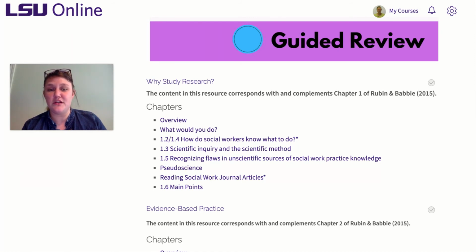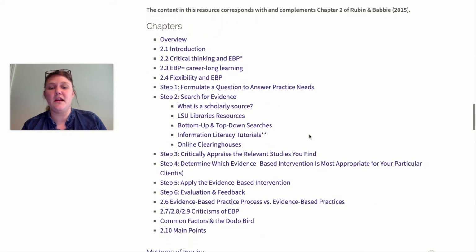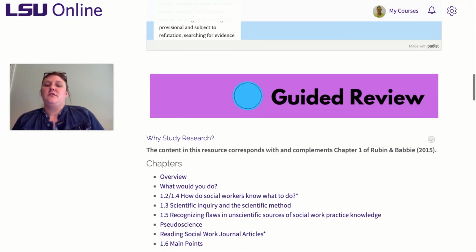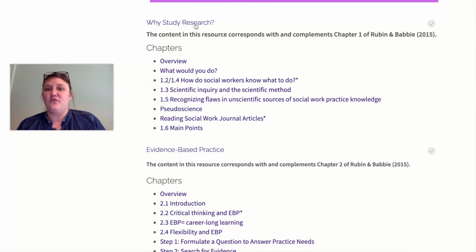First, I want you to note that there are asterisks by some of the chapters in the guided reviews. The asterisks mean that you'll find a participation activity in that section. If there is just one asterisk, that means that it's an optional activity. If it has two asterisks, that means that there will be a required participation activity in that section. So let's go ahead and look at Why Study Research.